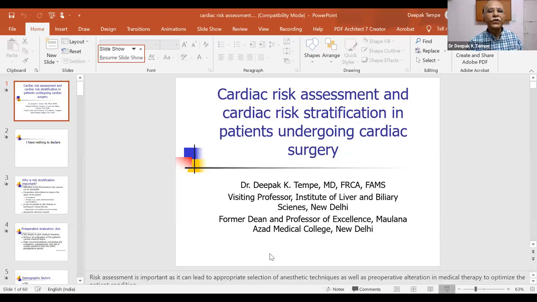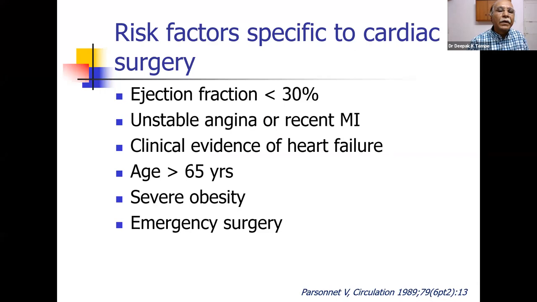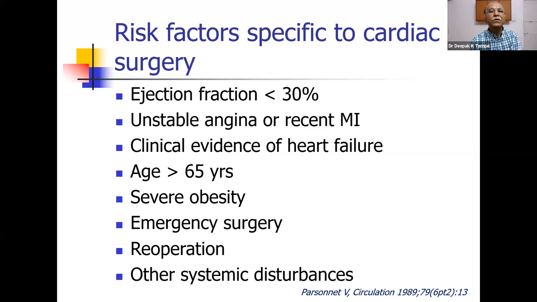So ejection fraction, unstable angina, clinical evidence of heart failure. These are very important parameters. Age more than 65 years, severe obesity, emergency surgery, reoperation, and other systemic disturbances. So these are some of the risk factors specific to the cardiac surgery, and these were described by Pasternak way back in 1989, and they are not practiced as much as they were earlier because things have changed. Just as I mentioned, age more than 65 years needs to be revisited, and things have improved in terms of our management of patients who are undergoing emergency surgery or reoperation, or those with other systemic disturbances. So the score is not as frequently used as it was earlier, but for the sake of completeness, I have included it.